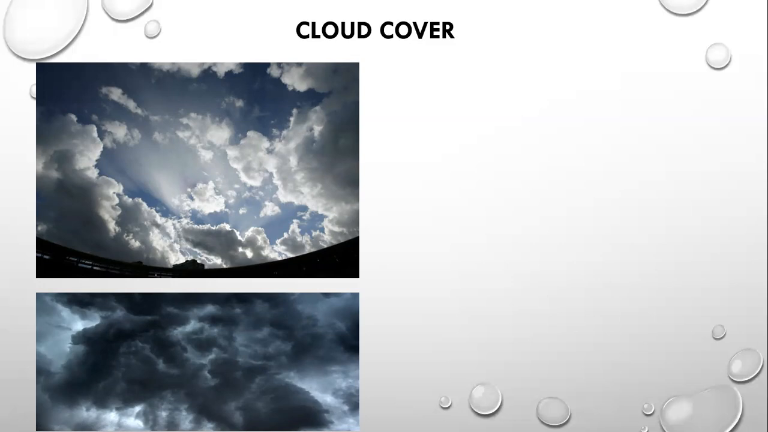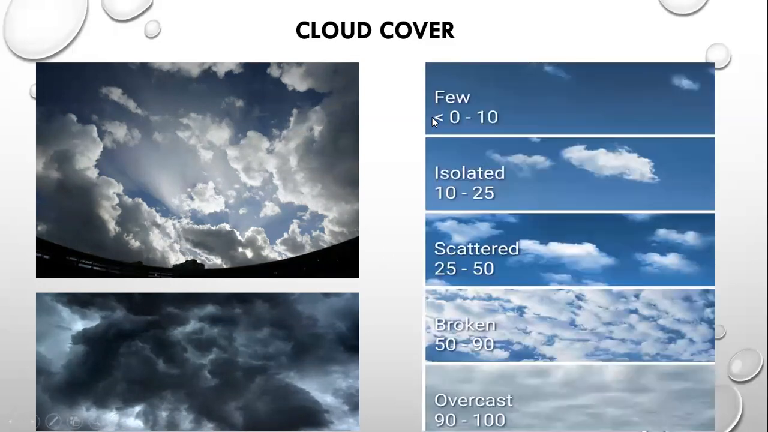Now, when we look at cloud, they show us the conditions of the atmosphere. So as you're able to see here, there are very few clouds, which is 0 to 10. And we have maybe 1 or 2 isolated ones, scattered ones, broken ones, and overcast, which is completely cloudy. The entire sky is cloudy. So this can be done by your naked eyes. You can observe that.